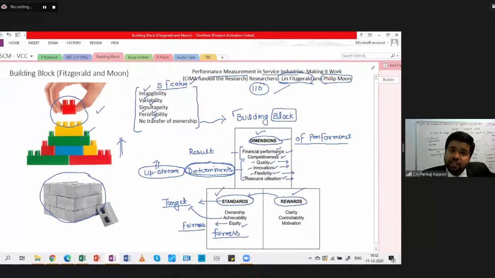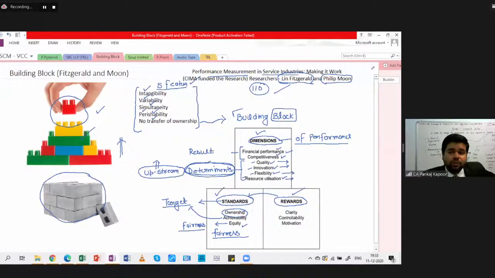If a person is senior, obviously he may have more responsibility. If a person is junior, he may have less responsibility. So I'm not saying give the same responsibility to all. I'm just saying give equitable responsibility according to their experience, according to their skill set, according to the power they have. Agreed? Now the last characteristic of the target, that is ownership.